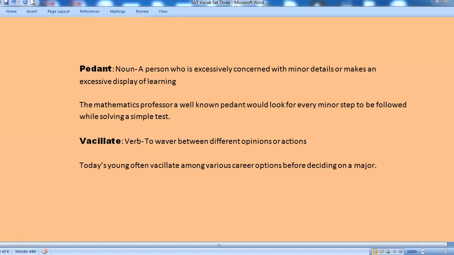Vacillate. Vacillate is a verb and it means to waver between two opinions or actions. Today's young often vacillate among various career options before deciding on a major. This is very true. Today's young would look at all the options available, think about different career options available before they decide on what major they take.